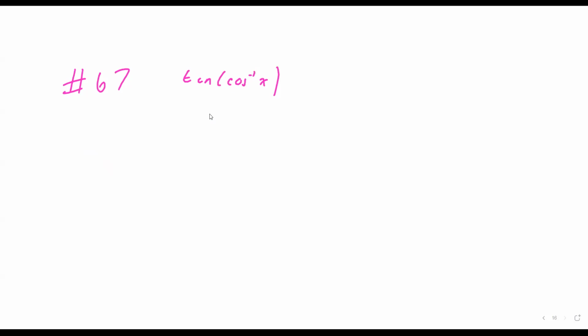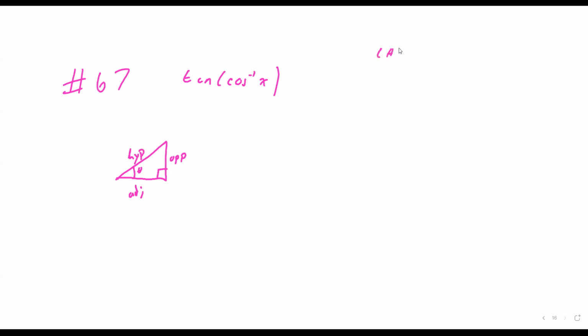Okay, so let's build a triangle in this situation. Because we don't have x on the unit circle, we can just say cosine inverse of x. Let's call this theta. So that would be our opposite, this would be our adjacent, and this would be our hypotenuse. Just trying to label our stuff.